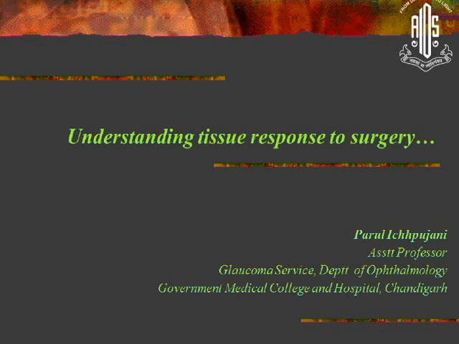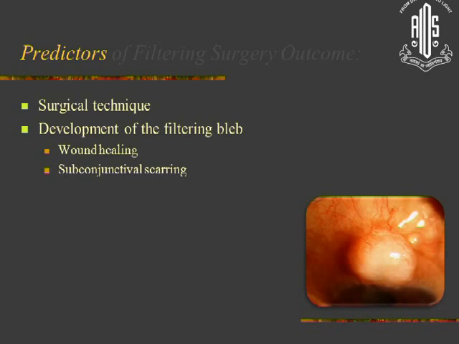I will be talking about the tissue response to surgery. Once we know that the medical therapy has failed and we have resorted to the surgical treatment for the patient, it is very important that this surgical treatment works for the patient. So the predictors of filtering surgery are the appropriate surgical technique, which would be elaborated upon in the forthcoming presentations, and the development of the filtering bleb, which is influenced by wound healing and subconjunctival scarring.